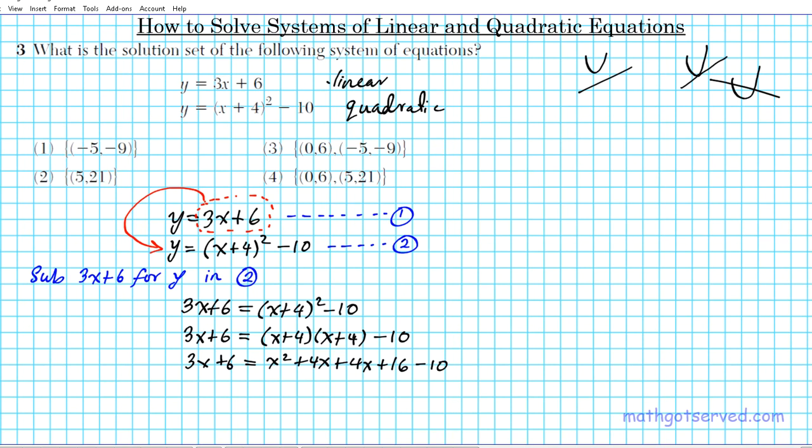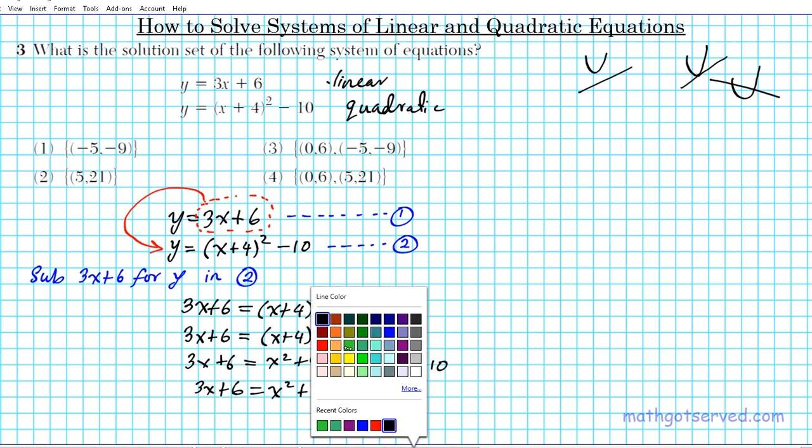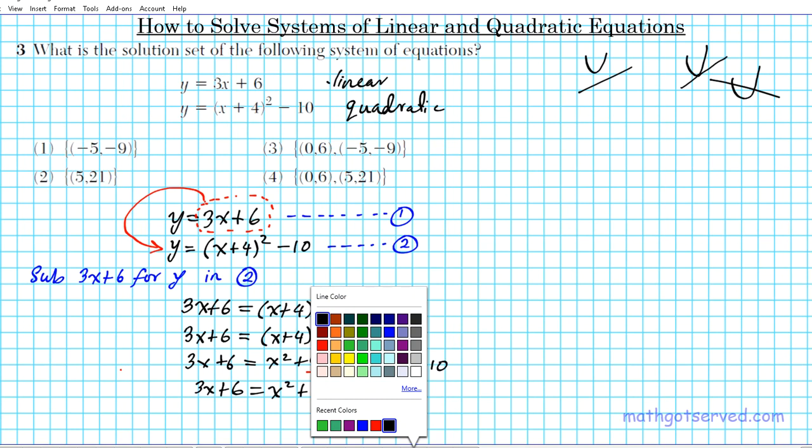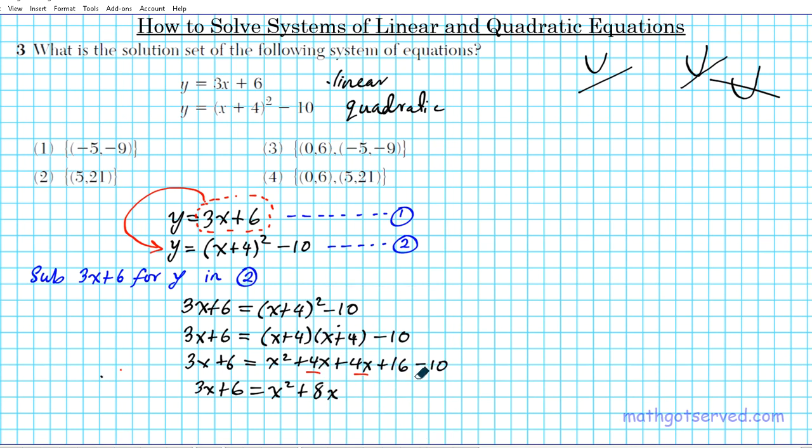Now let's go ahead and simplify. We're going to have 3x plus 6 equals x squared plus 8x, combining the middle terms, your like terms. Okay, so I'm combining the first degree terms. 4x plus 4x is 8x. Alright, plus 16 minus 10 will yield positive 6.